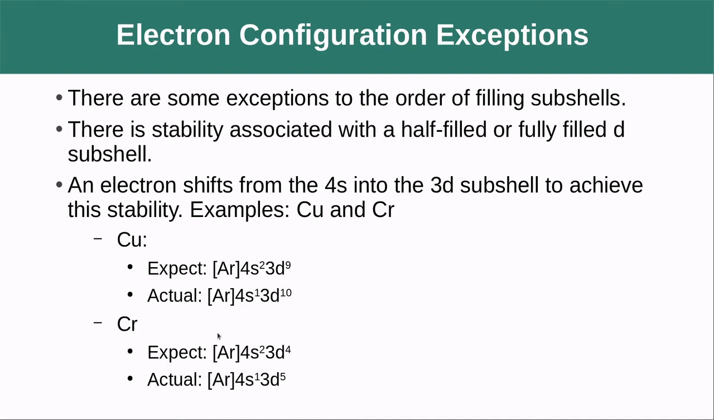Same for chromium, we would expect it to be 4s2, 3d4, but in actuality it's 4s1, 3d5. I point these out to you, but I'm actually not planning on asking you any kind of gotcha questions where this is really going to play into it. I try and make these questions pretty straightforward.